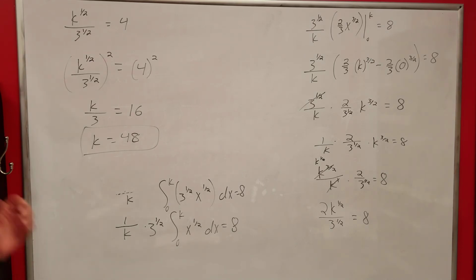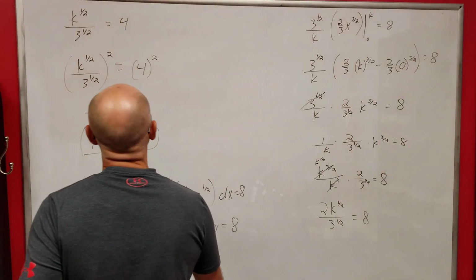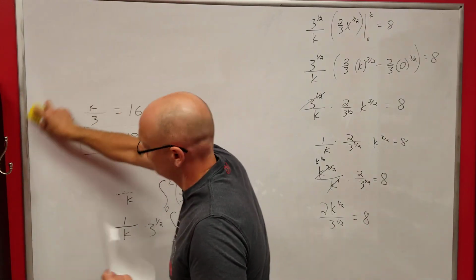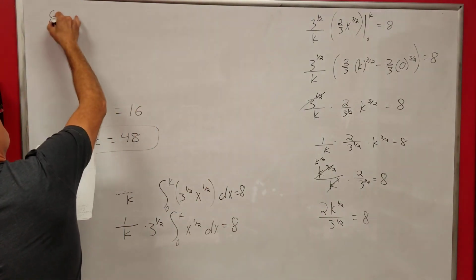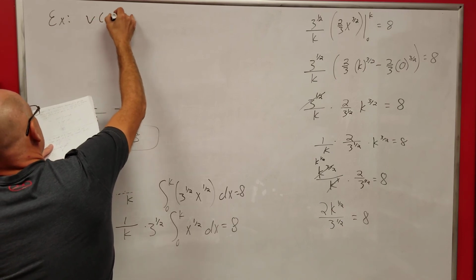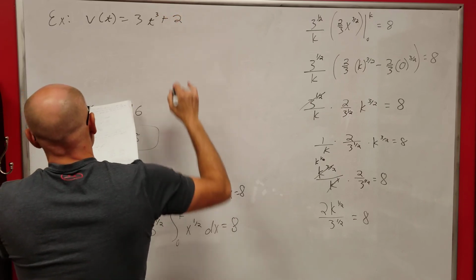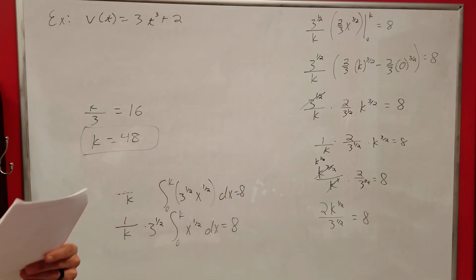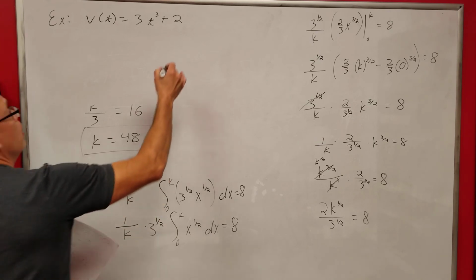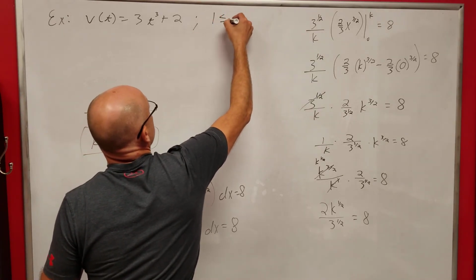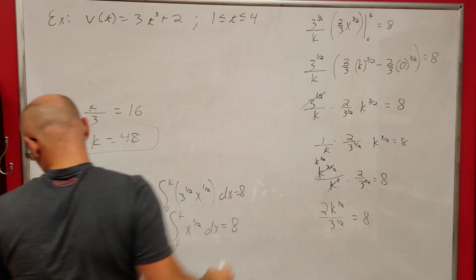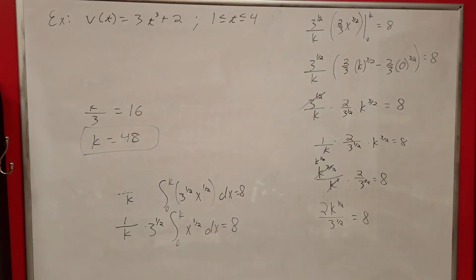All right, let's look at the next one. The next one says, suppose that the velocity function of a particle moving along a coordinate line is v of t equals 3t cubed plus 2. So in this example, they say the velocity function v of t is equal to 3t cubed plus 2, and they want me to find the average velocity of the particle over the time interval from 1 to 4, where t is between 1 and 4. Let's do so.